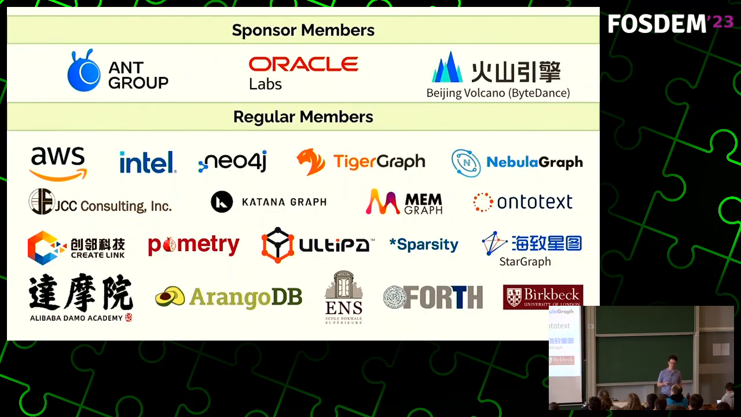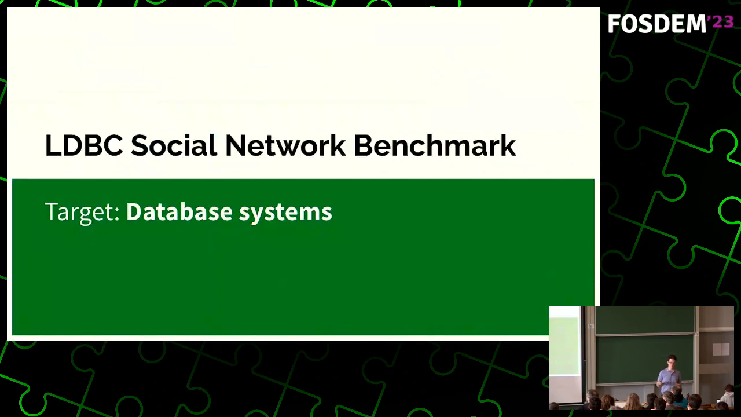Organizationally, LDBC consists of more than 20 companies. These are companies interested in graph data management. We have financial service providers, database vendors, cloud vendors, hardware vendors, and consultancy companies, as well as individual contributors like me. So we design benchmarks, the first one being the LDBC social network benchmark, which targets database systems.